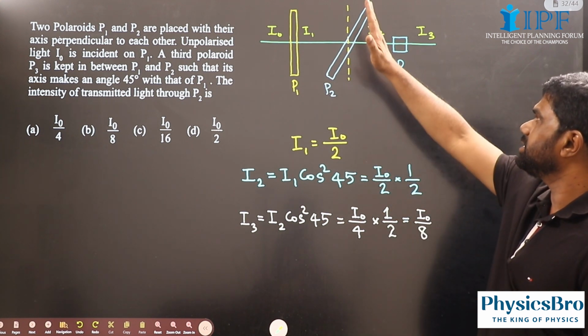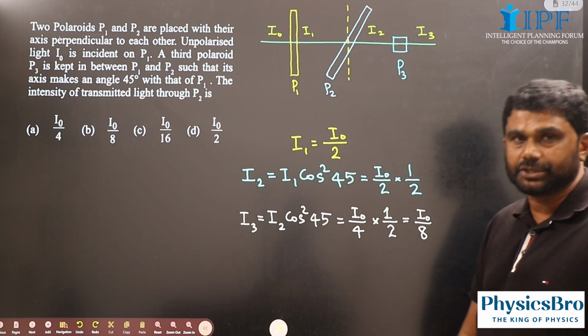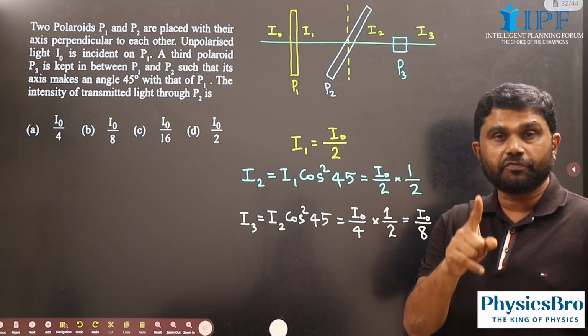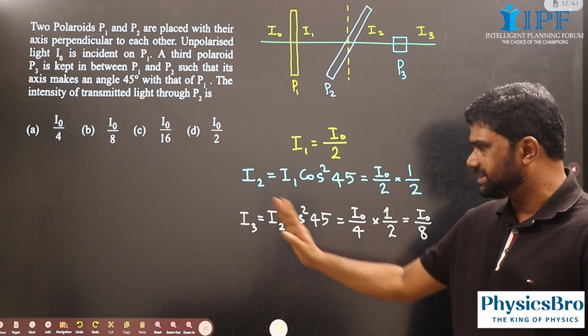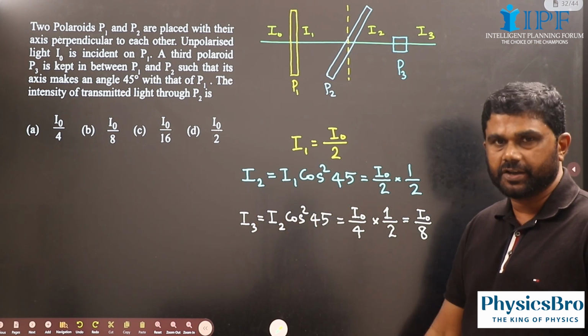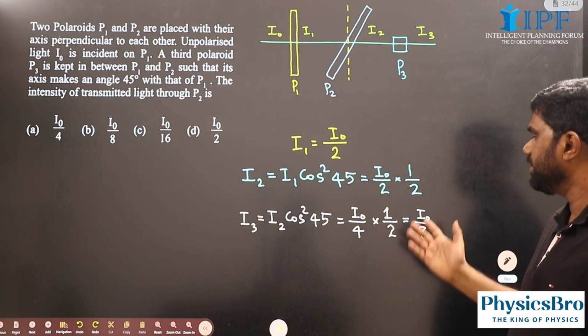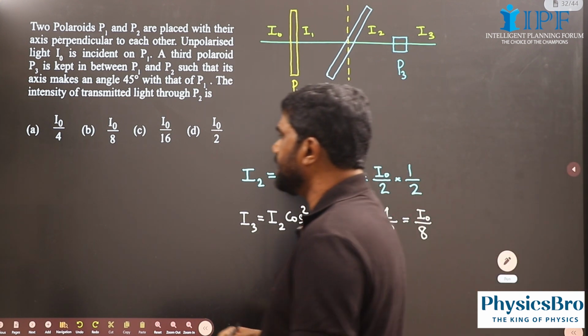Now the intensity of light incident on the third polarizer is I2, and the intensity of light transmitted by it is I3. So I3 equals I2 cos square 45 by Malus law, and we will get I0 divided by 8.